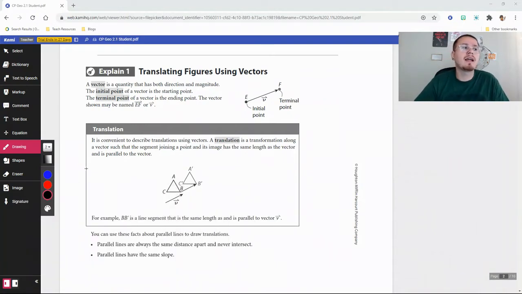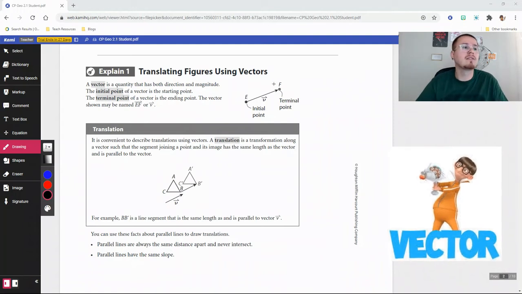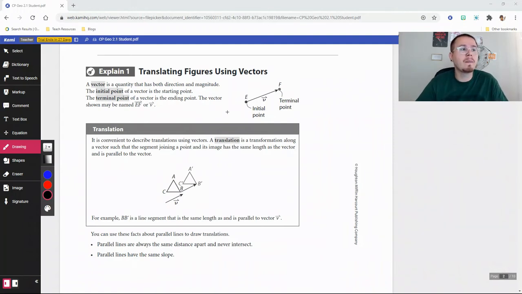But a vector is a quantity. It has direction and magnitude, and that's important. It has to have a direction, so which way it's going, and a size, a length. It has to have both. The initial point is the starting point, and the terminal point is the ending point. So you're starting somewhere, you're going a certain distance in a certain direction, and you're going to end somewhere. So you can see the example here, and there's a vector, and it's named EF. Notice the little vector mark, or V. You can call vectors what you want.